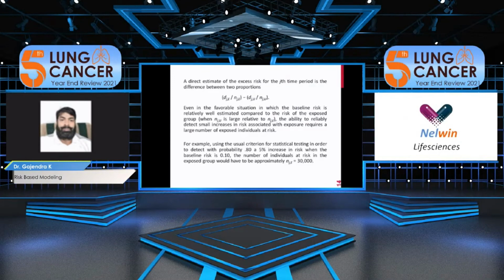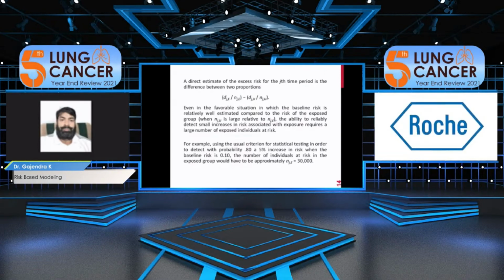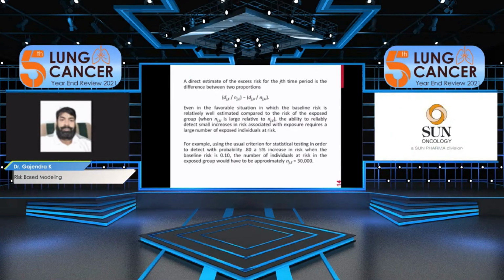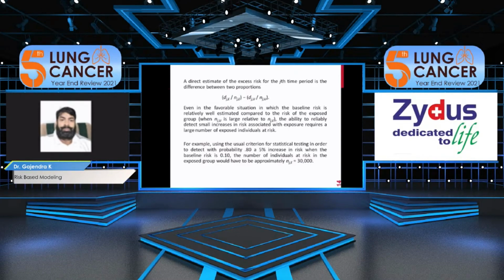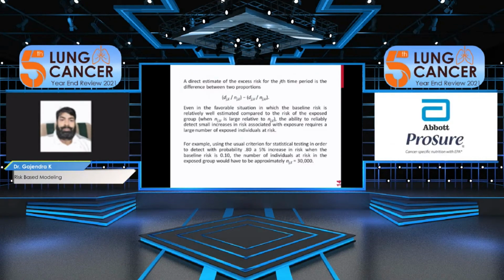Okay. So even in the favorable situation in which the baseline risk is relatively well known, for example, using the usual criterion for statistical testing, in order to detect with probability 0.8 a 5% increase in the risk when the baseline risk is small, the number of individuals at risk in the exposed group would have to be approximately NG equals 30,000. Okay.